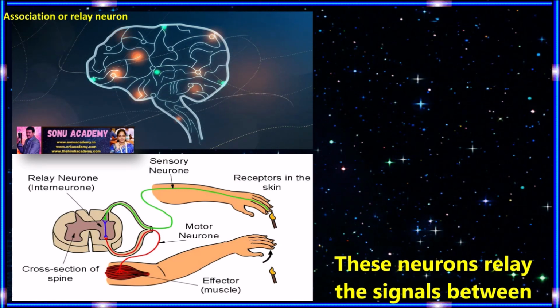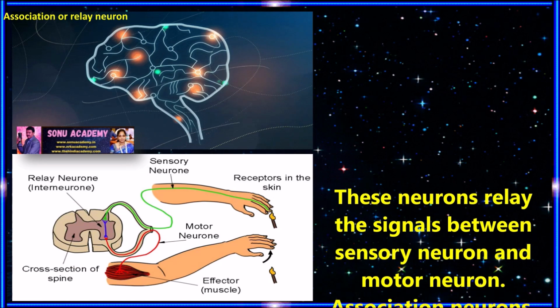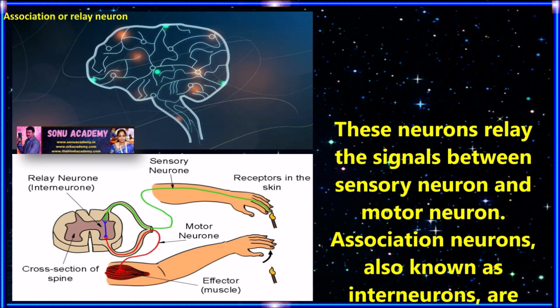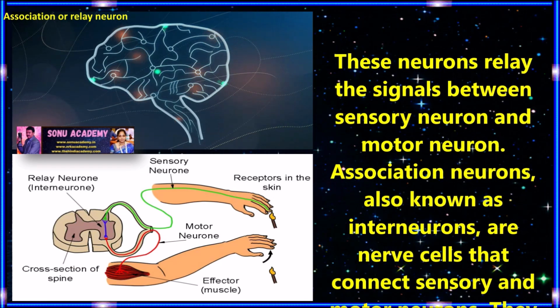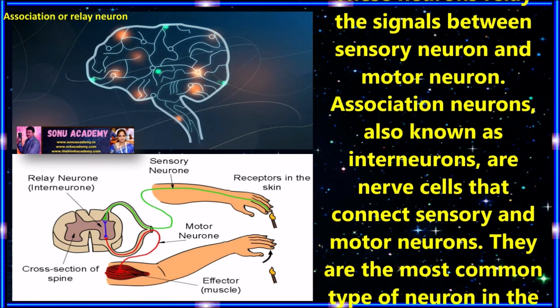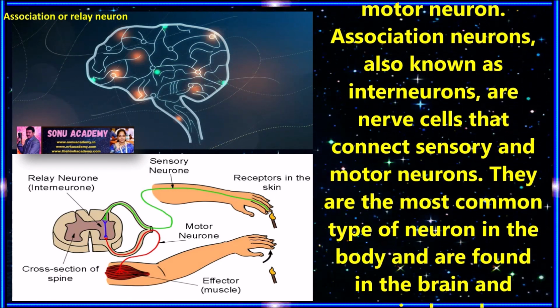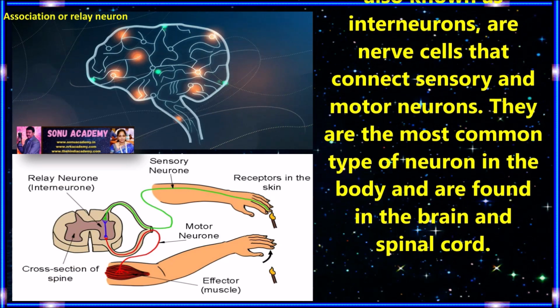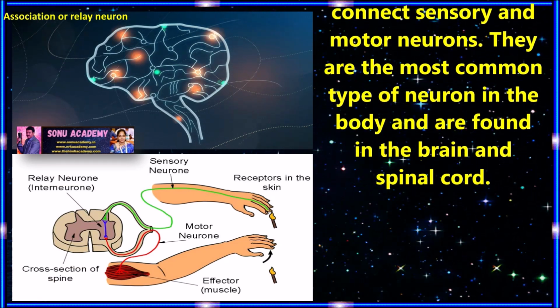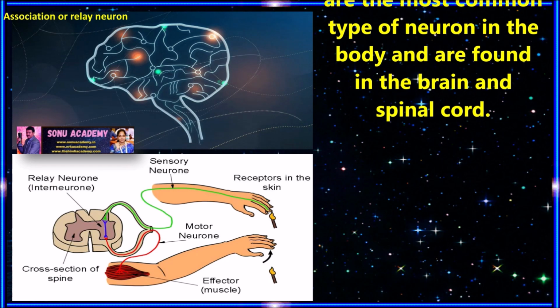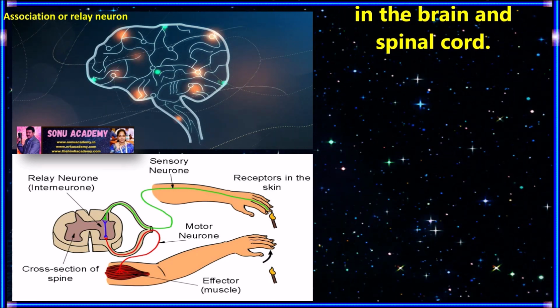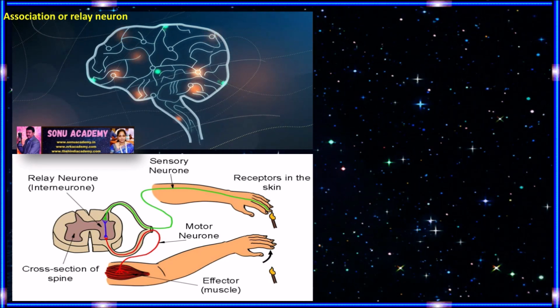Children, let us discuss another type of neuron, that is the association or relay neuron. These neurons relay the signals between sensory neurons and motor neurons. Association neurons, also known as interneurons, are nerve cells that connect sensory and motor neurons. They are the most common type of neuron in the body and are found in the brain and spinal cord.